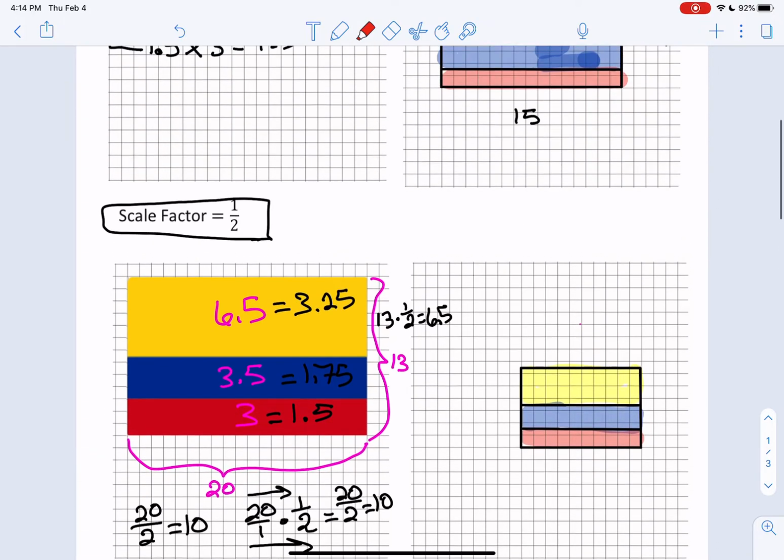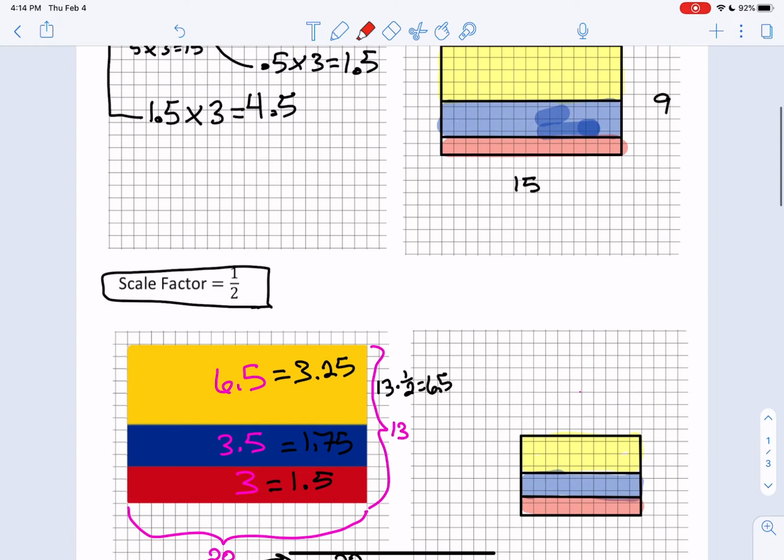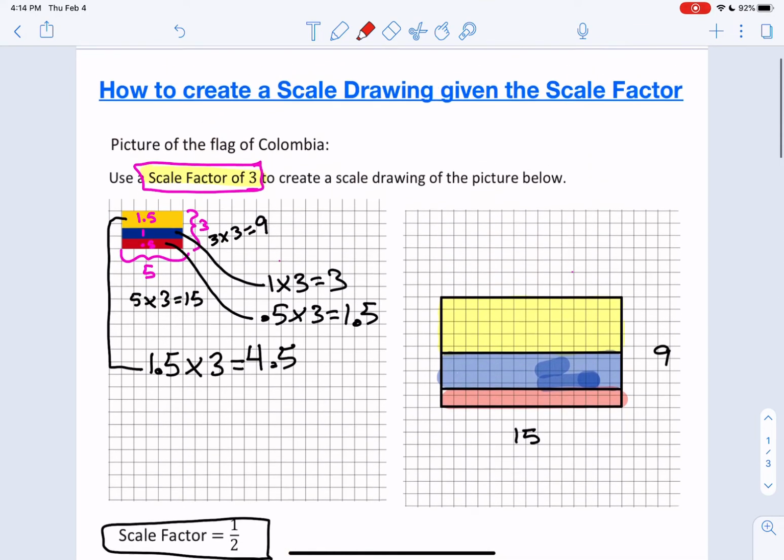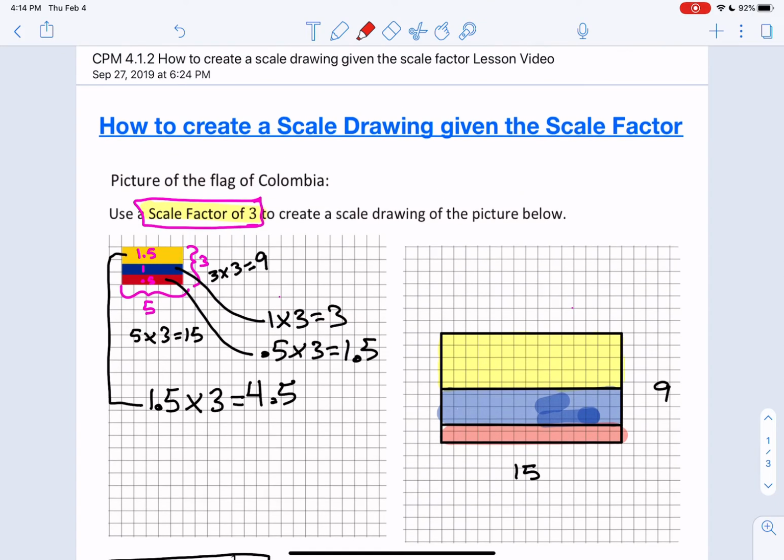So that's how you use scale factors to make a scale drawing. Remember, it's important to keep in mind you have to multiply every side by that scale factor so there's no distortion and everything stays proportional. Second, if it's a whole number as your scale factor, then that's going to make your image bigger. If it's a fraction as the scale factor, then the fraction's going to make your scale drawing smaller.